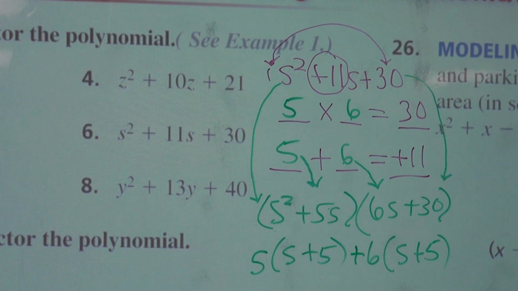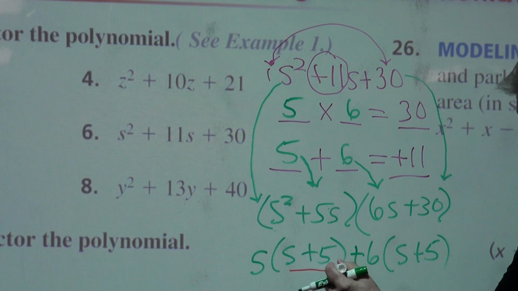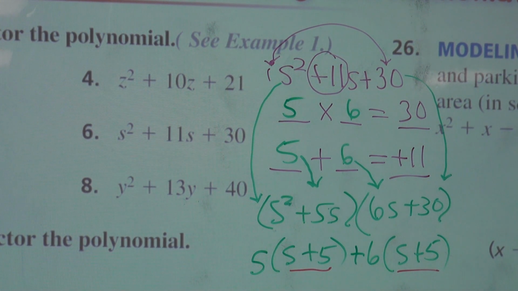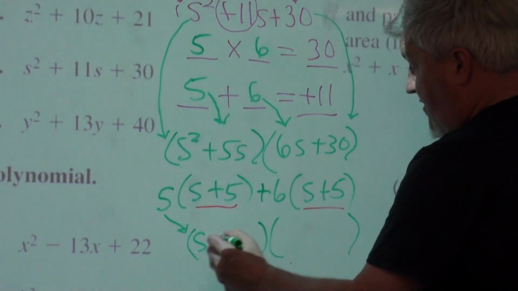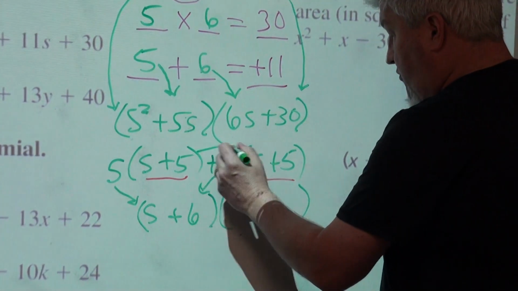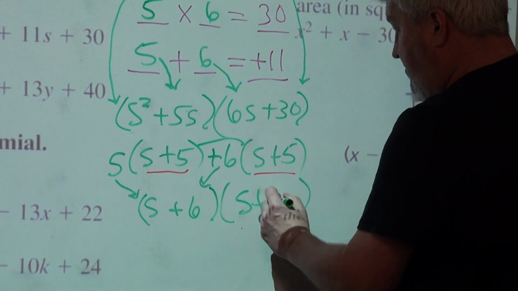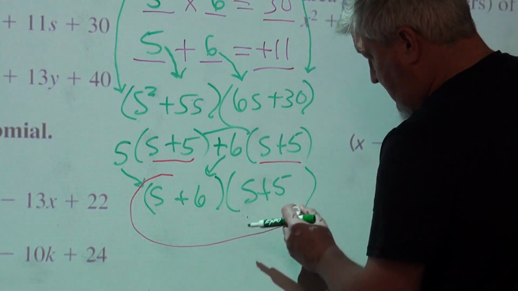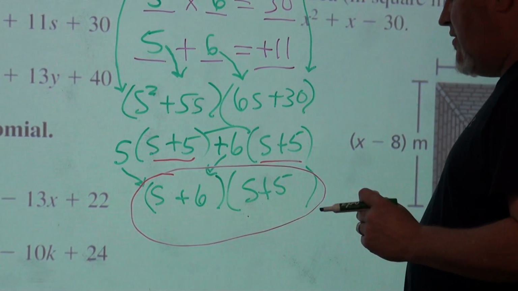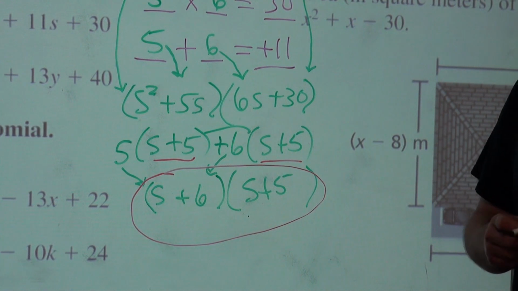You know you're on the right track if these 2 terms are identical. If they are not, you've done something wrong. Okay, last thing to do then is complete your factoring. Write your two brackets. Put the letter here, S. Put this factored out here, plus 6. And then put your duplicate term here, S plus 5. And that's your answer. S plus 6 times S plus 5.